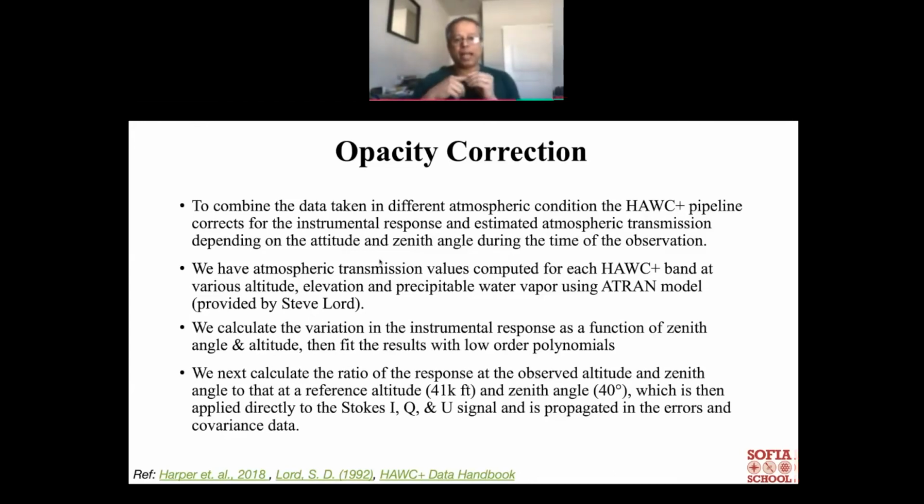Once we have that, we can calculate the variations in the instrumental response at these various altitudes and zenith angles. So once you get your data, we look at what altitude and zenith angle your data was observed, and we take a ratio of what the instrumental response was at that altitude compared to some reference, which in our case we take as 41,000 feet altitude and 40 degrees zenith angle. Once you get that ratio, that's the ratio by which you need to correct your data. So we apply that ratio directly to I, Q, and U and propagate the error, and that's how we correct for opacity.